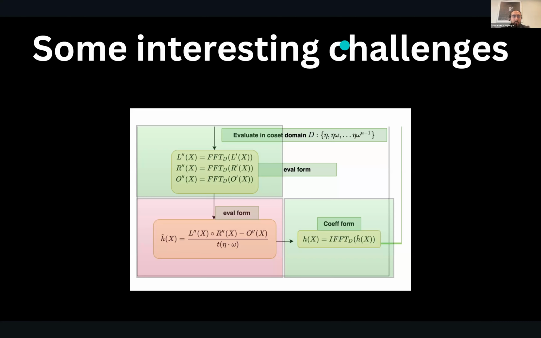Now, I told you guys about H function. H function is actually an interesting case study for how you should write proper GPU code. If we look at this section of the algorithm, we have these FFTs. Then we take the results of these FFTs and run them through H function. And then we take the result of H function and do an inverse FFT.